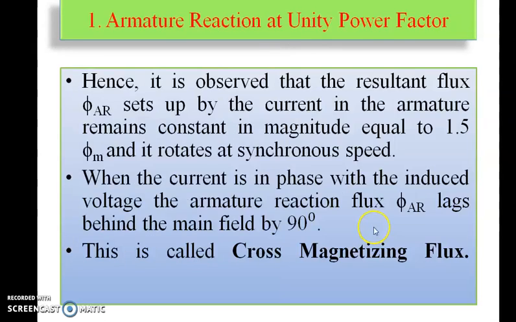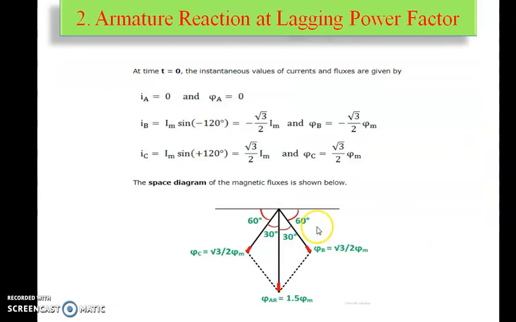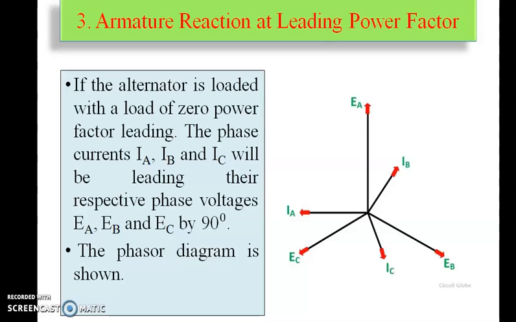What is the direction of the main field flux? The direction of the main field flux here is vertical. But for this I got the flux here opposite to the main field flux, and hence it will oppose the main field flux and is said to be demagnetizing. Now for third, we will see armature reaction at leading power factor.